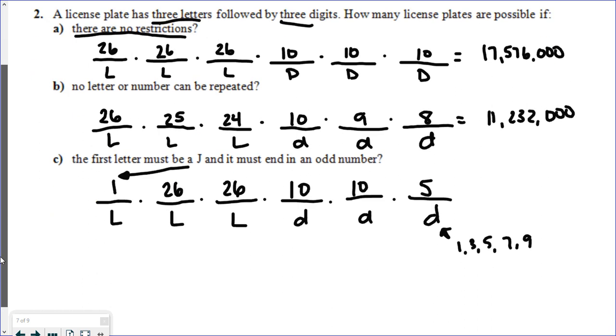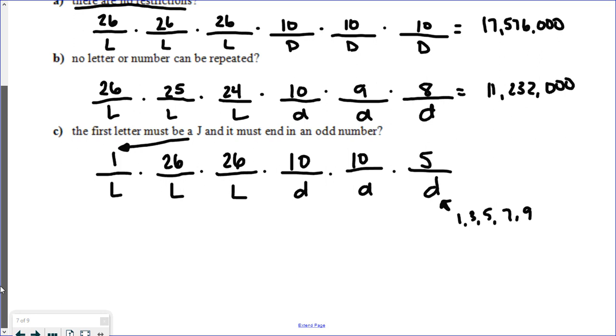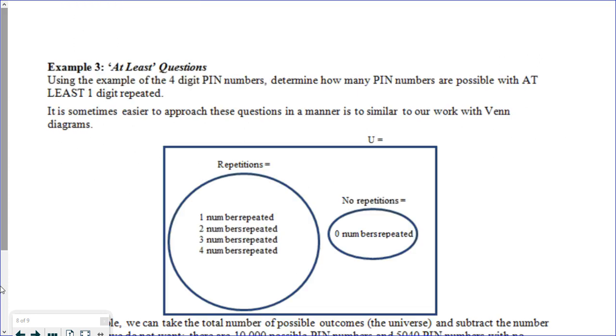Let's just zoom on. We can talk about license plate stuff, or we can just keep going. This one's kind of a tricky one.